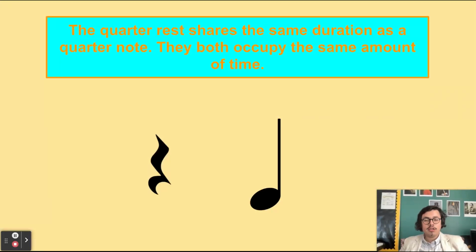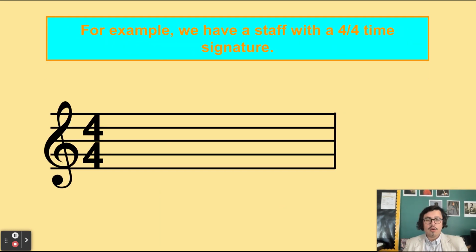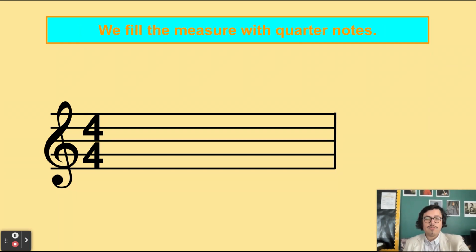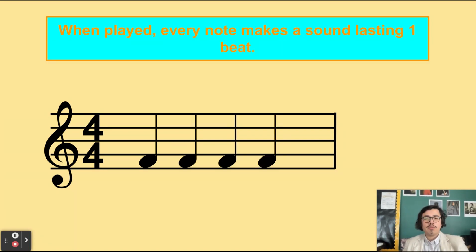Now let's talk about the quarter rest, which shares the same duration as a quarter note. By now you probably got the pattern, right? They both occupy the same amount of time. So, for example, we have a staff with a 4/4 time signature, and we're going to fill the measure with quarter notes. 1, 2, 3, 4. Now when played, every note makes a sound lasting 1 beat.